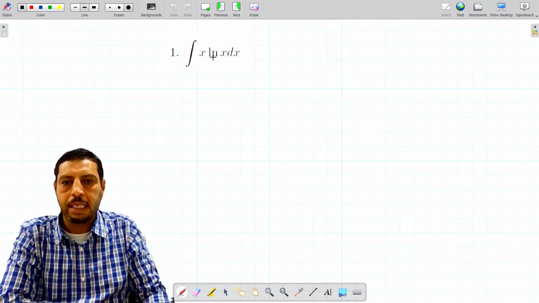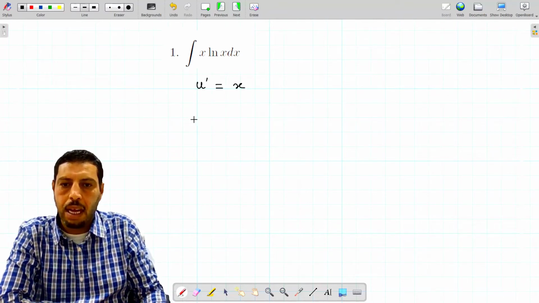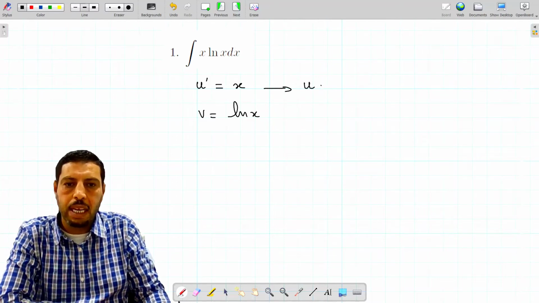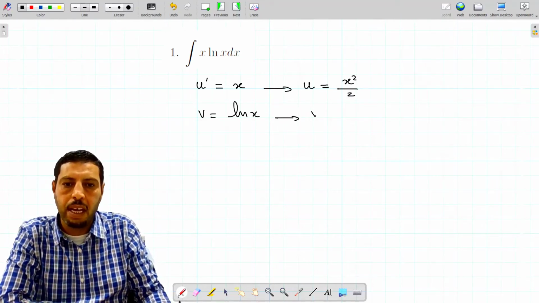The integral of x ln of x. Here we have a polynomial of degree 1 and a logarithmic function. So we're going to consider u prime as x and v as ln of x. Now, if u prime is x, then by integrating this, you will get u equals x squared over 2. And if v is ln of x, you differentiate. It means you compute the derivative, and v prime is 1 over x.